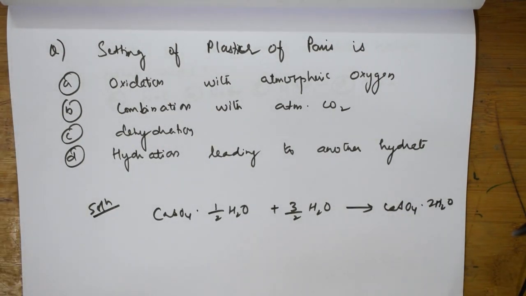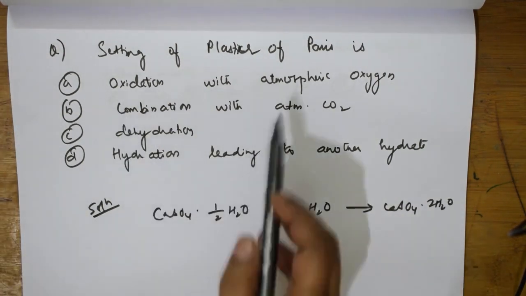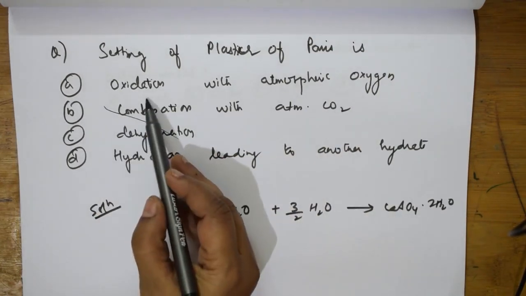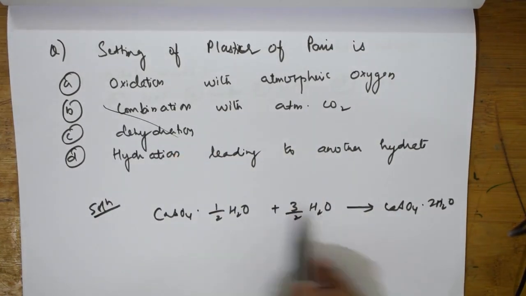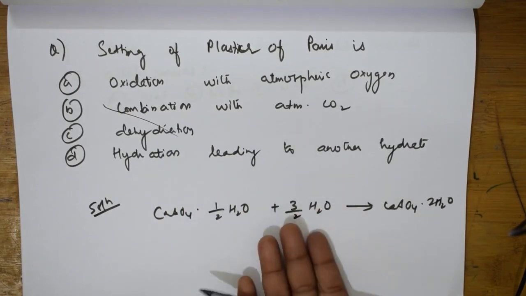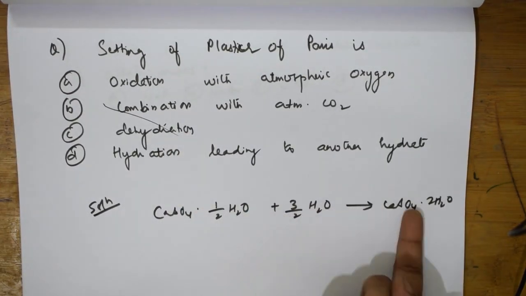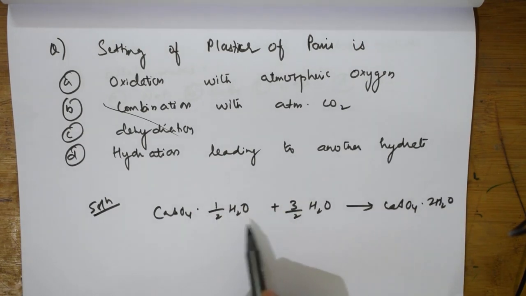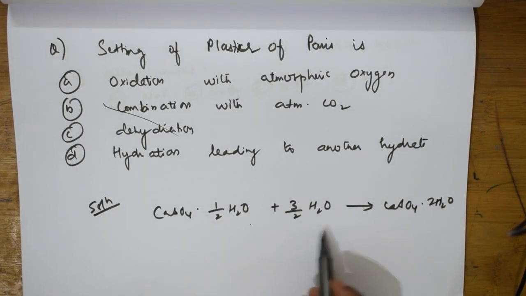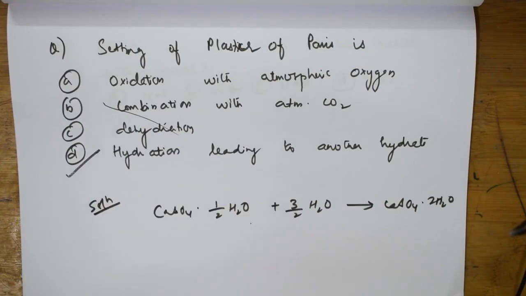So here what are they asking? They're asking setting of plaster of Paris, right? Is it oxidation? No. Combination with atmospheric carbon dioxide? No. Dehydration? No. It is hydration leading to another hydrate, right? So it is a hydration, addition of water to form another hydrate. So the correct option is D. That's it, isn't it? Simple.